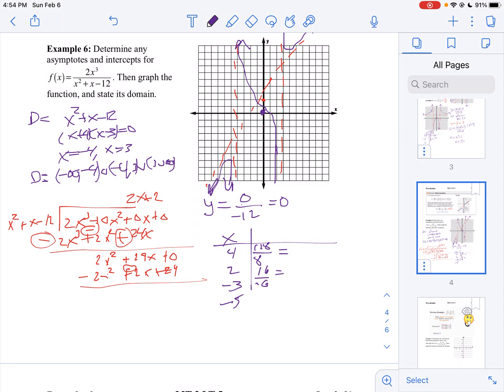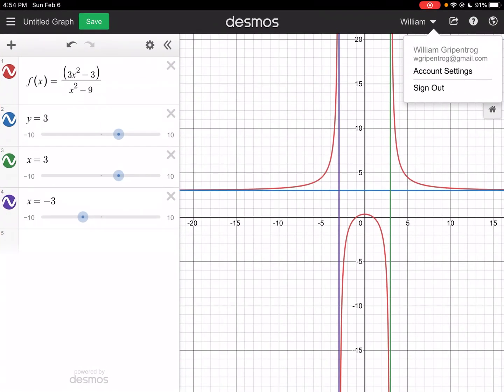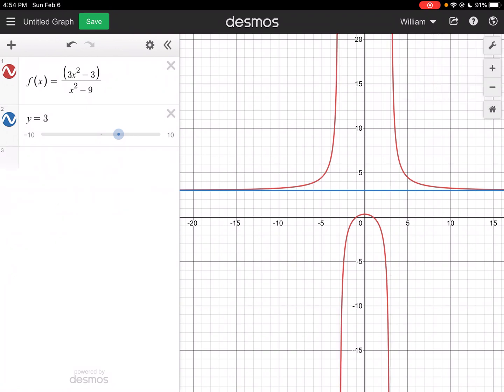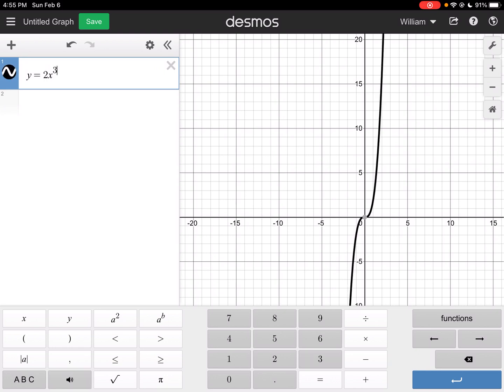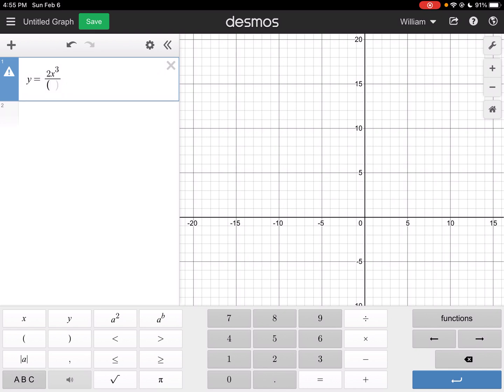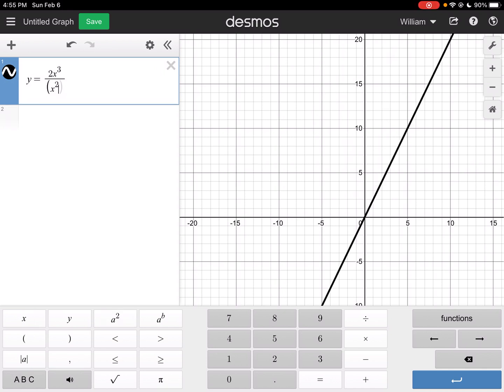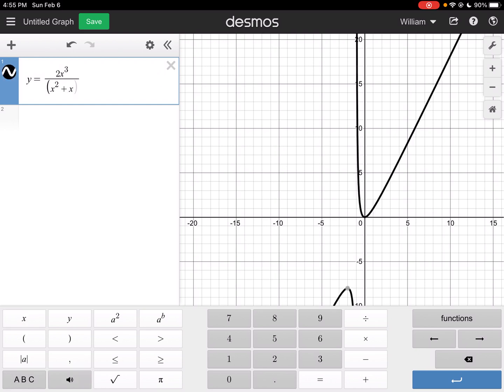I don't think I've graphed this one yet, so we're going to have to do it together. So I'm going to graph y equals, I don't care what function you use, y equals 2x cubed divided by, and then I have 3 terms in my denominator, so I'm going to put parentheses just to make sure, x squared plus x minus 12.